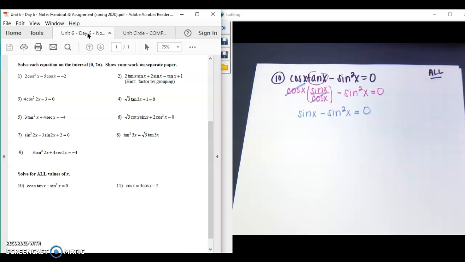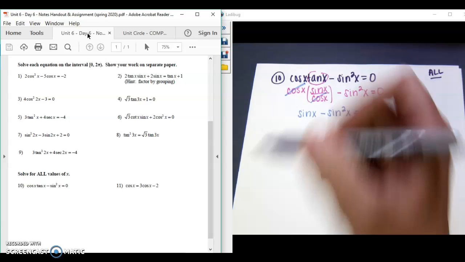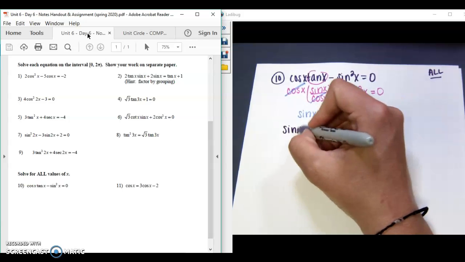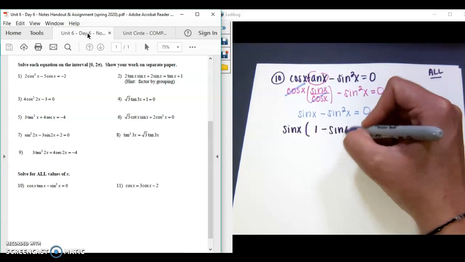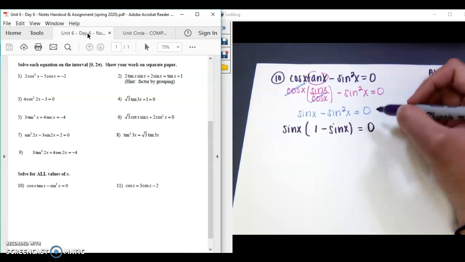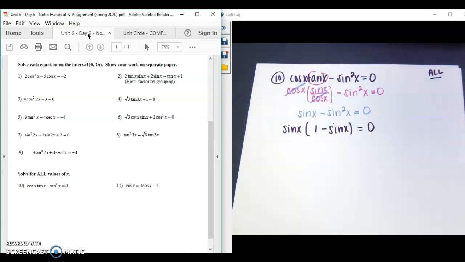You can put them in order if you want, but because we only have two terms, we're just looking at GCF. So the GCF is sine x. If we take out sine, we'll have 1 minus sine x left. So we're ready to split that up.